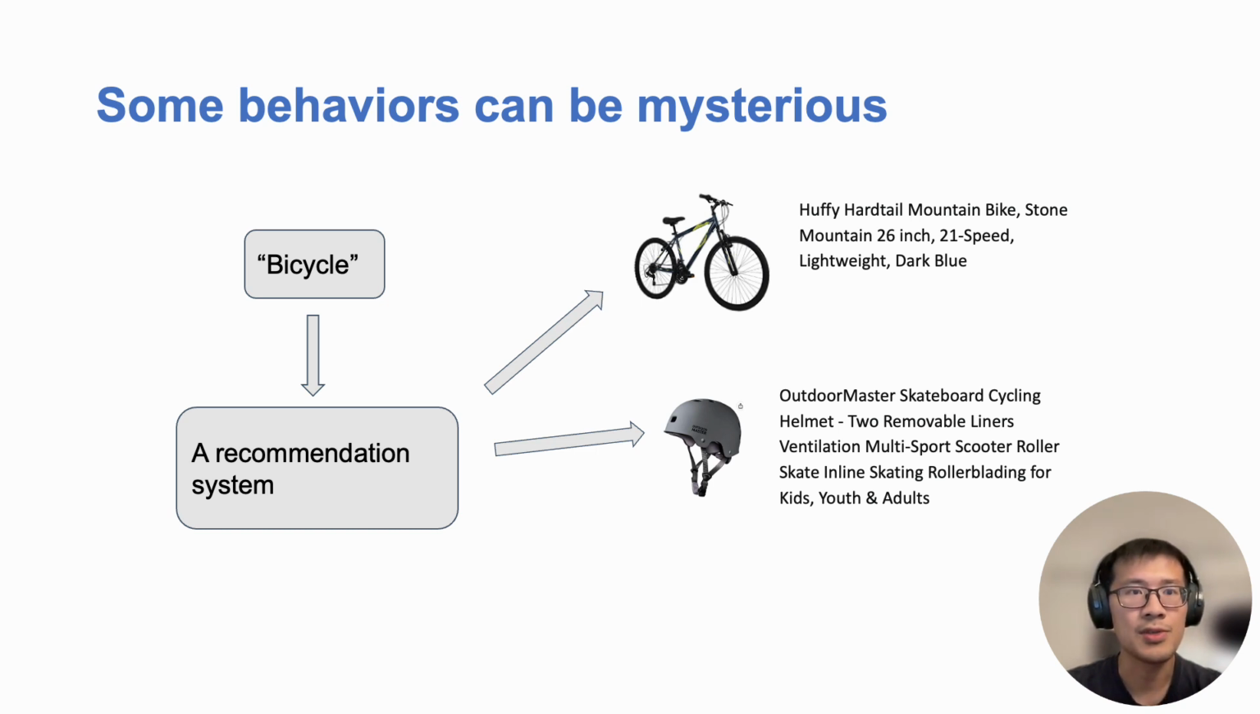Let's take the Amazon recommendation system as an example. If we search for bicycle, the system will most likely return a bicycle, but sometimes it could also recommend a helmet. A bicycle is an exact match, whereas a helmet is a complementary match. It is intuitive that the recommendation system gives an exact match, but we need some more explanations to make the complementary match more convincing.